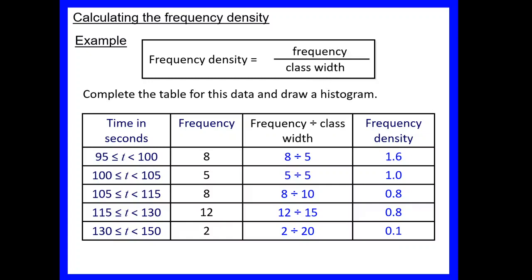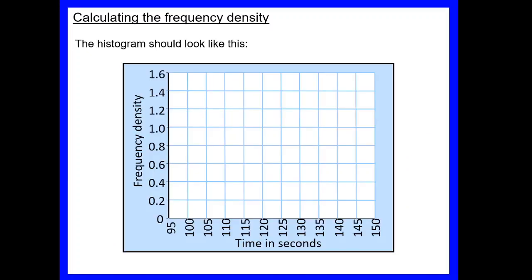So now we've got our frequency densities. I know that the vertical axis of my graph needs to go from 0 up to at least 1.6, and my horizontal axis is going to be my time in seconds, and that has to go from at least 95 up to 150. So whenever we're planning our axes, check the values you've got and think about how you're going to equally space those across your page.